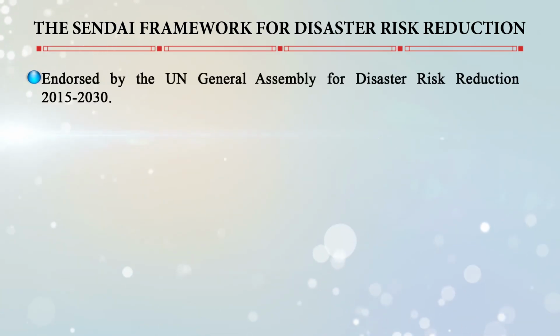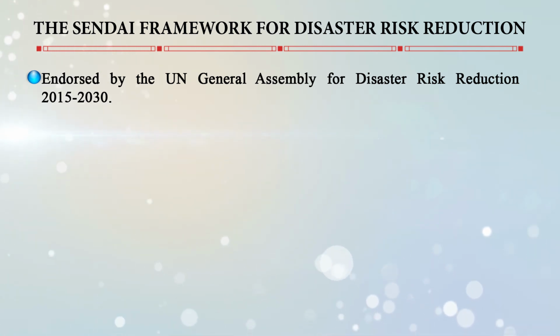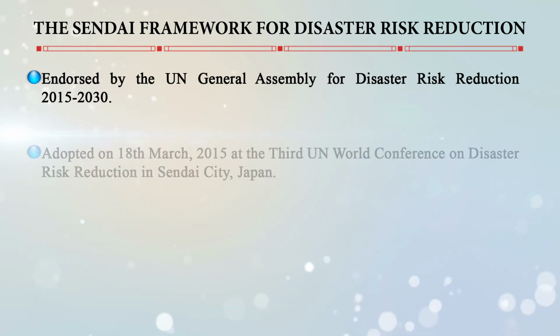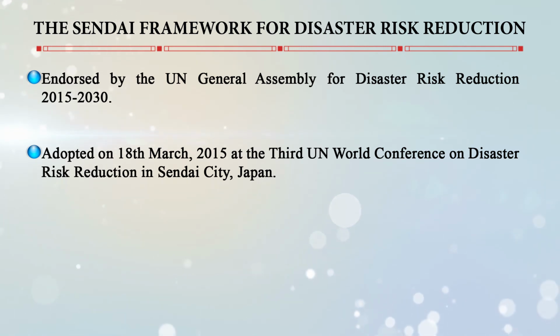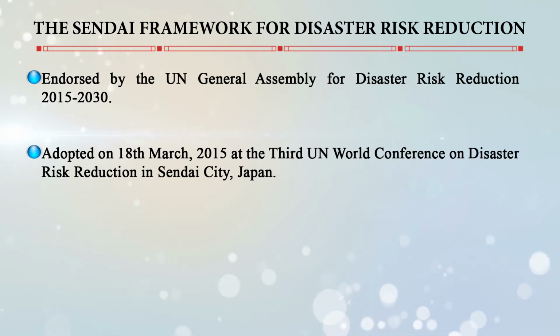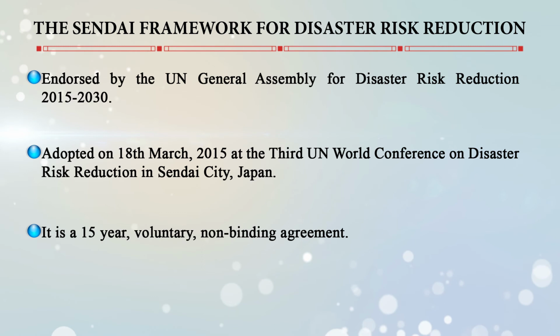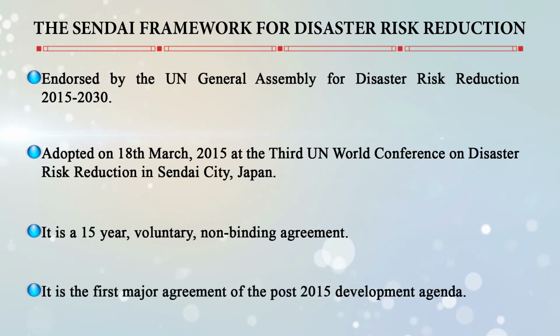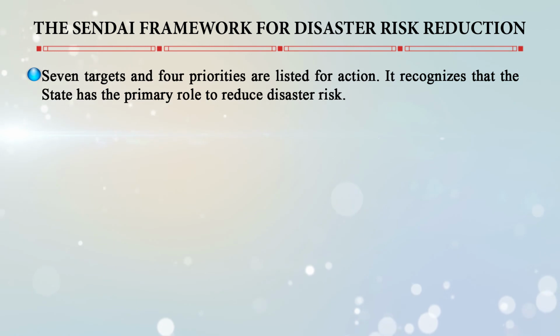In continuation with this, the Sendai Framework for Disaster Risk Reduction, which was endorsed by the UN General Assembly for the period 2015 to 2030, is still in place. This was adopted on the 18th of March in 2015 at the 3rd UN World Conference on disaster risk reduction in Sendai City, Japan. Now this is a 15-year voluntary non-binding agreement, and it is the first major agreement of the post-2015 development agenda. Under this, 7 targets and 4 priorities are listed for action.